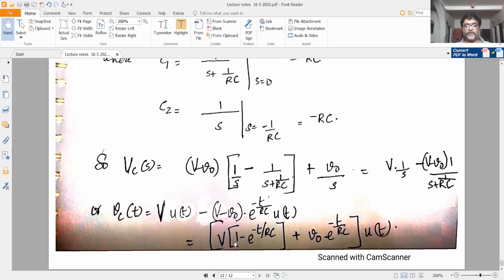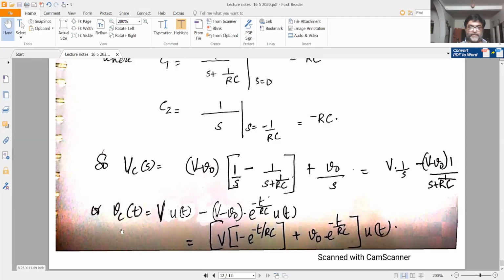Vc of t is equal to V into (1 minus e raised to minus t by RC) plus V naught into e raised to minus t by RC, into U of t. So you see that it's exponentially increasing. What is the initial value? At t equal to 0, e raised to minus t by RC becomes equal to 1, so the first term vanishes, and here you have V naught into e raised to minus 0 by RC, which is 1. So the initial value, Vc of 0, is equal to V0. That is the non-zero initial voltage across the capacitor.